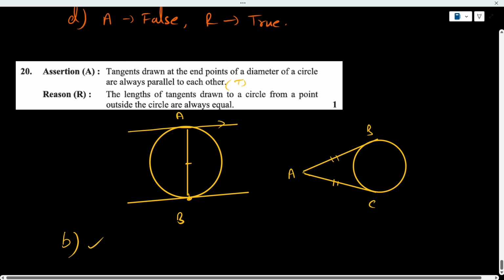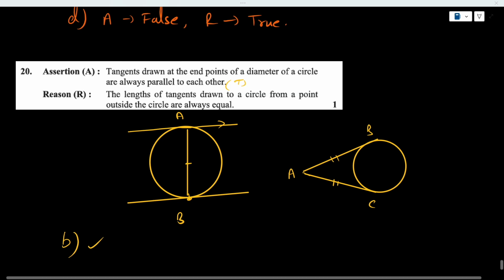So these are the 20 questions of MCQ, right? And hope you got this, that all these questions are from different chapters. Okay, so please keep doing practice so that you are thorough with these kinds of questions.